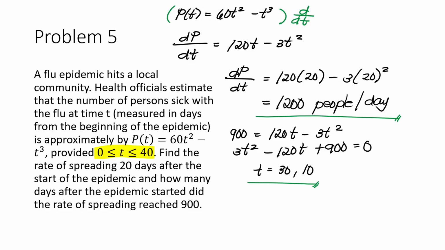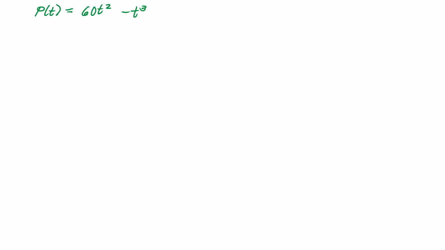So, if we're going to plot, let's say, no? So, we have our P of T. That is equivalent to 60t squared minus t cubed. Okay, so our dP over dt naman is equivalent to 120t minus 3t squared. Okay, ano yung main difference nila?